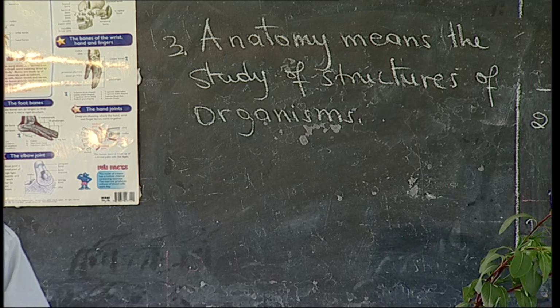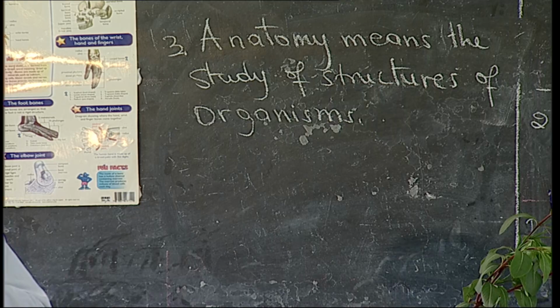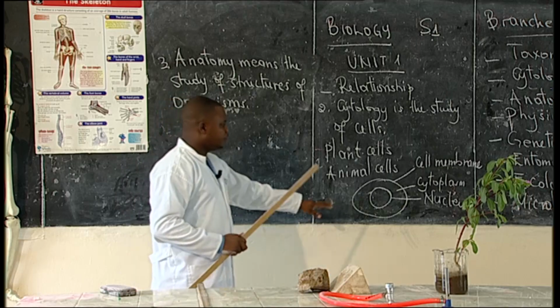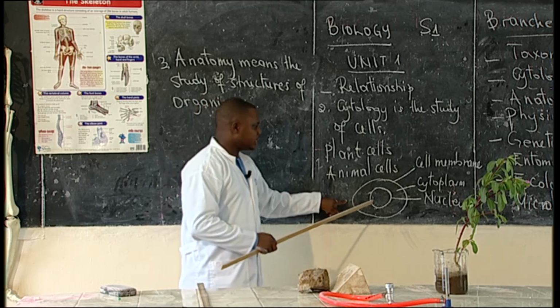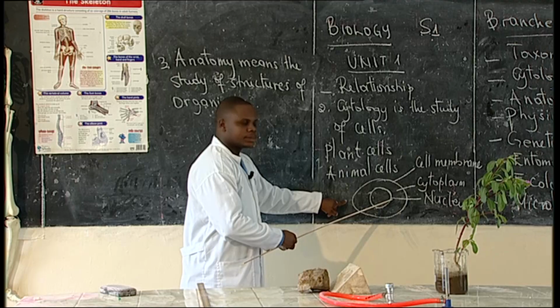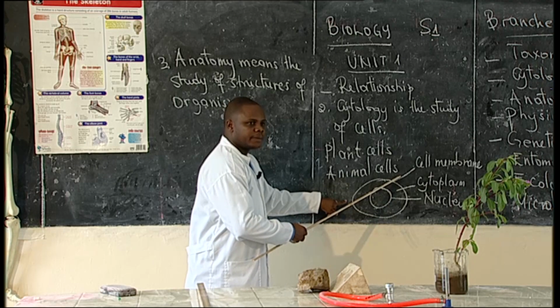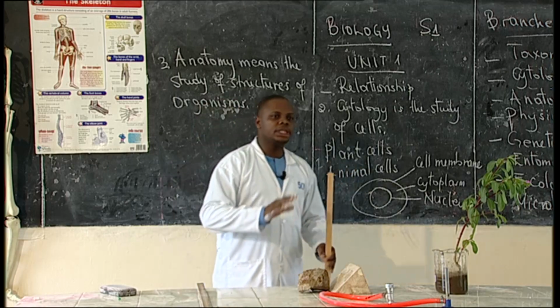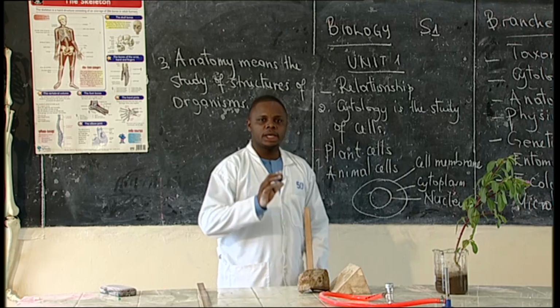Here, when we are talking about organism, we need to know which parts make that organism. Take an example. If we are talking about animal cell, you see it has nucleus, it has cytoplasm, it has cell membrane. Meaning, with anatomy, we need to know the structures of the organism.